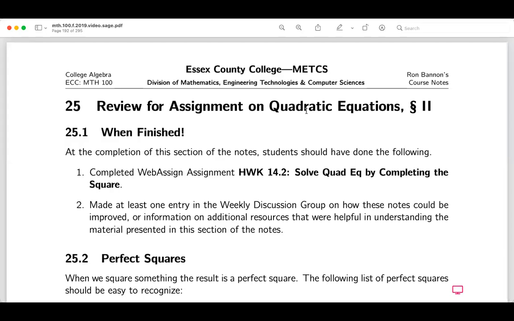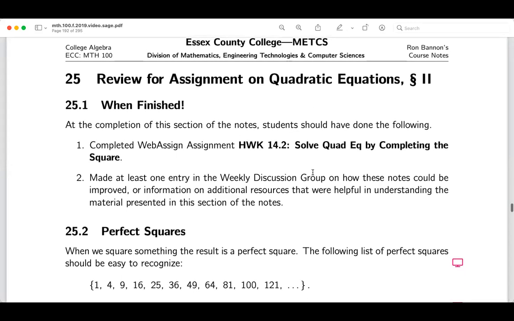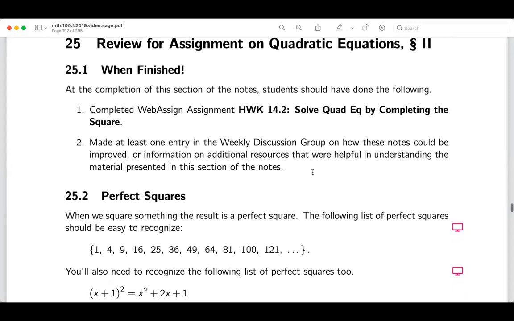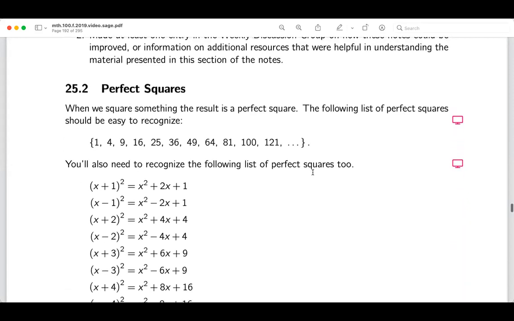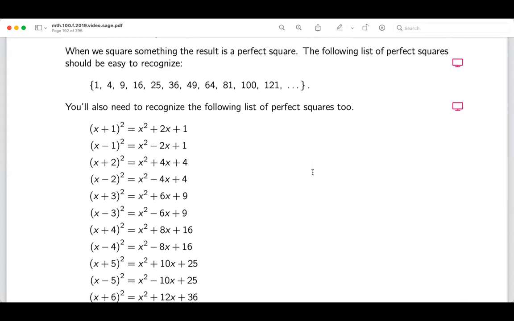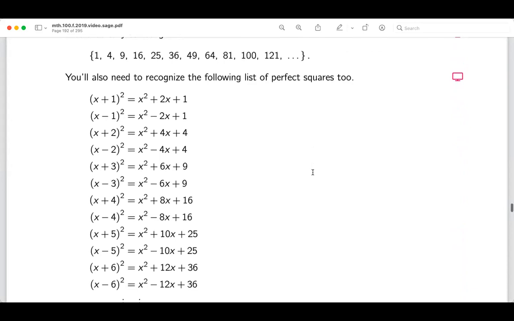Okay, we're in section 25. This is quadratic equations, a continuation of what we were doing last time. Now we're developing a technique called completing the square. So we covered what perfect squares are, and how to complete the square for the binomials that we went through.